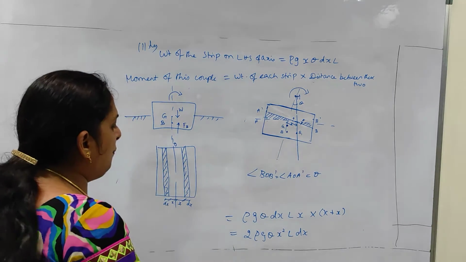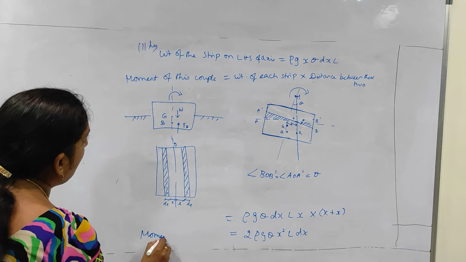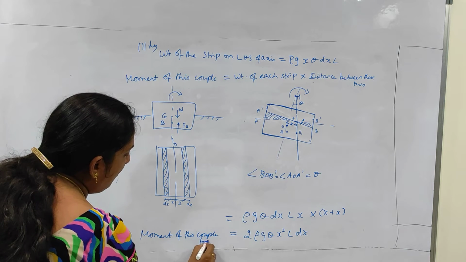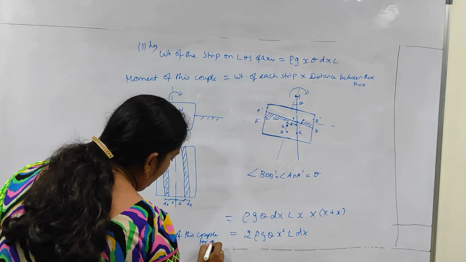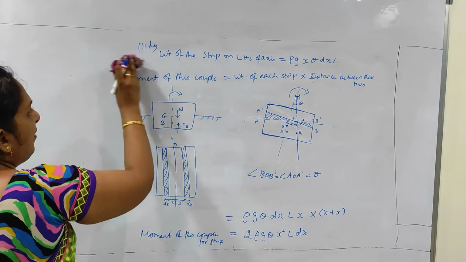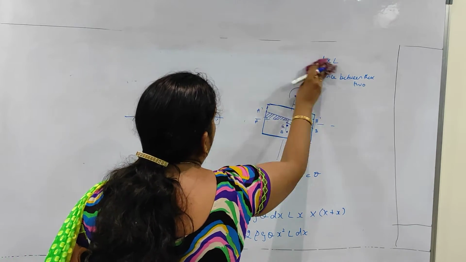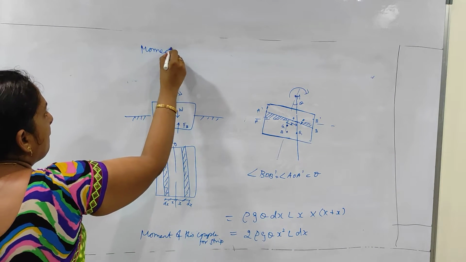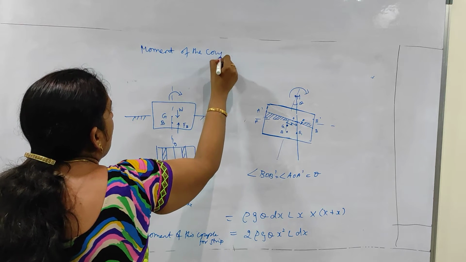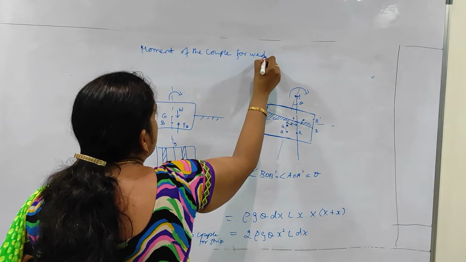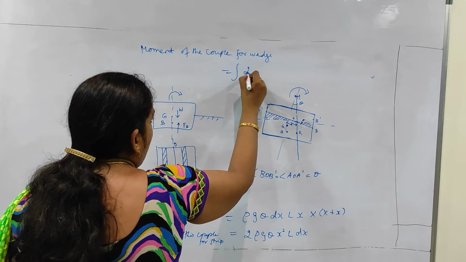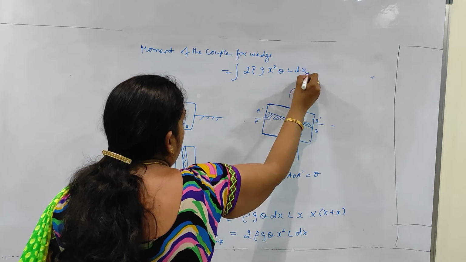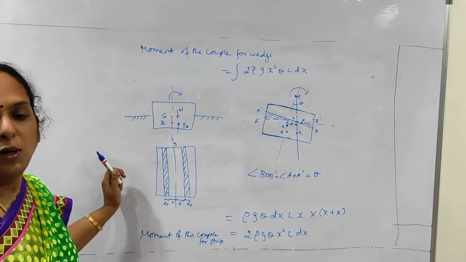Now, what is this? This is the moment of the couple for the single strip. Am I right? Now I want it for the whole wedge. So if I want to get the moment of the couple for the wedge, what I have to do is integrate this equation. So the moment of the couple for the total wedge is the integration of 2 rho g x square theta L dx. So that is for my whole equation.